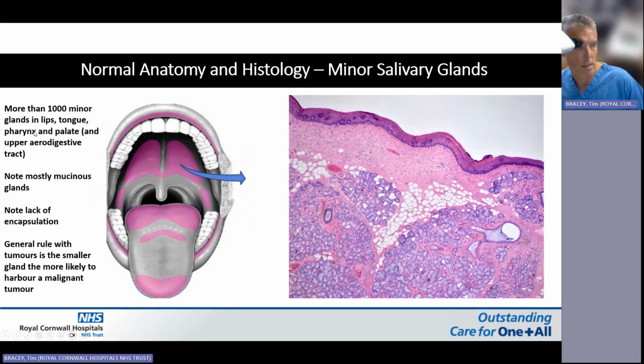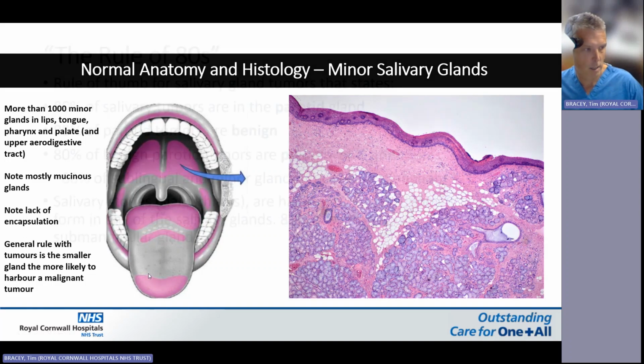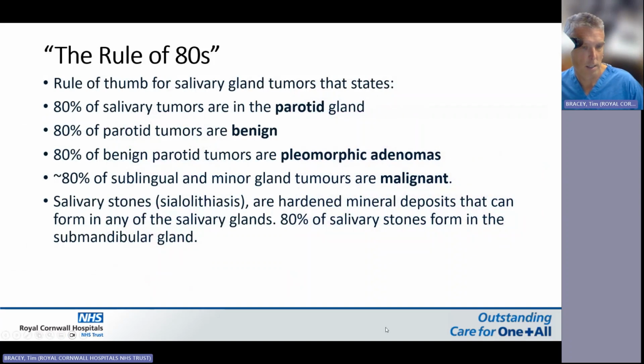So there are thousands of these minor salivary gland lobules and units in the oral mucosa, but you also get them in the upper aerodigestive tract. So that's why you can get things like pleomorphic adenomas in the bronchus, for example, or adenoid cystic carcinomas in the lacrimal gland, for example. And the general rule with the tumours is the smaller the gland, the more likely it is to harbour a malignant tumour. So that's where I move on to the rule of 80s, which I learned as a surgical trainee, but I think it's quite a useful rule of thumb.